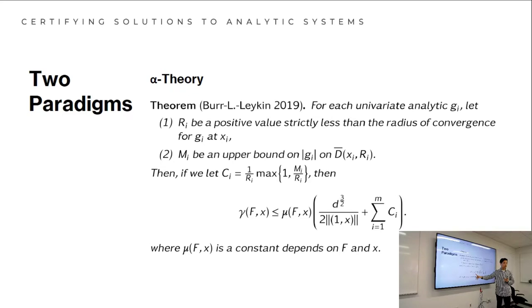Here mu is a condition number for f and x. So this is the upper bound for gamma here, and we can use alpha theory without computing the gamma value.